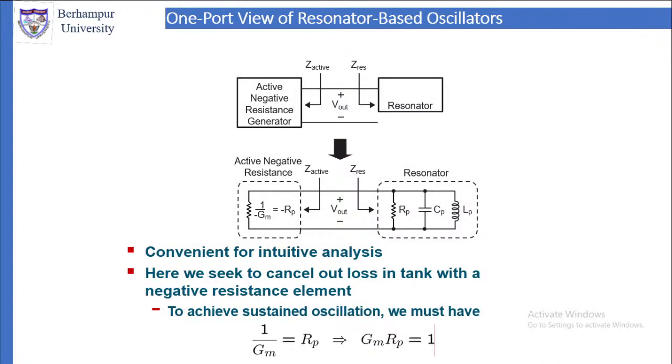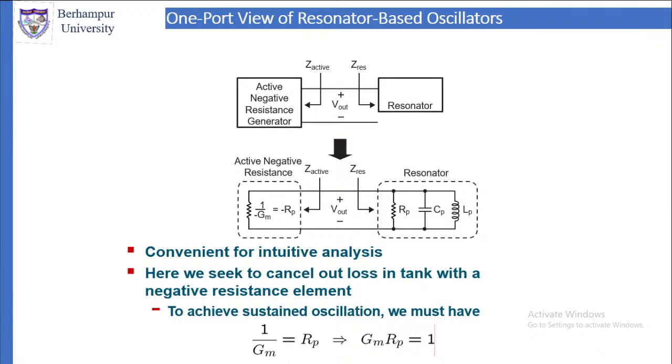Now let us have a look at the one port view of the resonator based oscillator. Resonator based oscillator means, the moment we say resonator based, always understand that it is an LC circuit or RLC tank circuit. So what we have here is the resonator on the right hand side, and the active negative resistance generator on the left hand side. We will see why it is an active negative resistance generator.